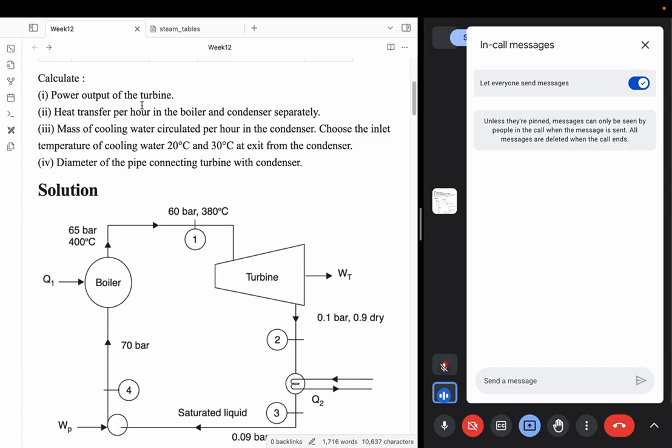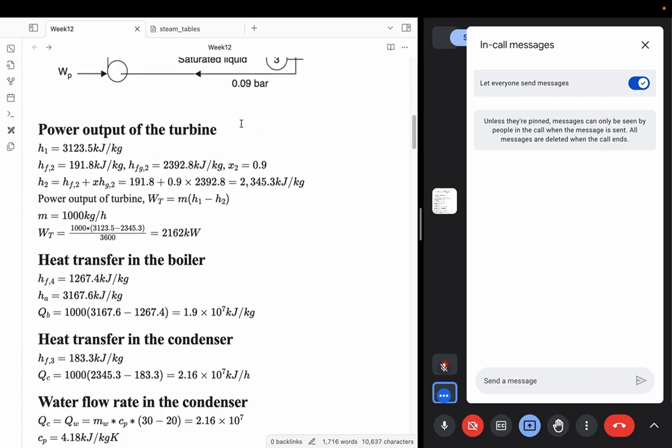We are required to find the power output of the turbine. So if I know state 1 and state 2, H1 minus H2 should give the power output. We also need the heat transfer in the boiler and the condenser separately, and the mass of cooling water circulated per hour in the condenser. How do we calculate it?